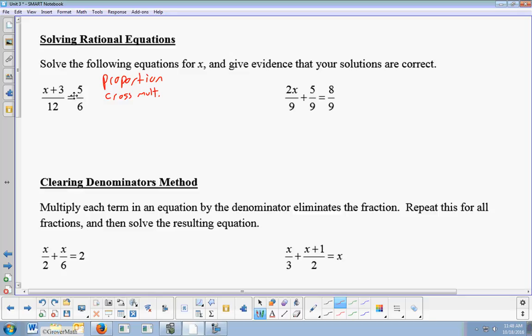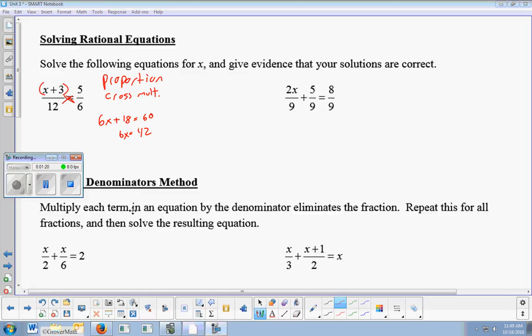Just cross multiply. And so we'll multiply this x plus 3 times 6. And of course, we need to distribute when we multiply. That's going to give us 6x plus 6, 12, 18. And 12 times 5 is 60. Then we can just solve this little equation here. Subtract 18. That looks like it's going to be 42. And so then we divide by 6, and 42 divided by 6 is 7.